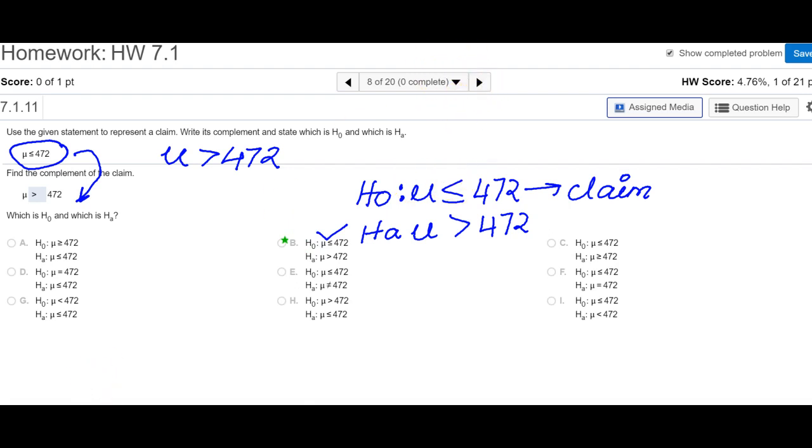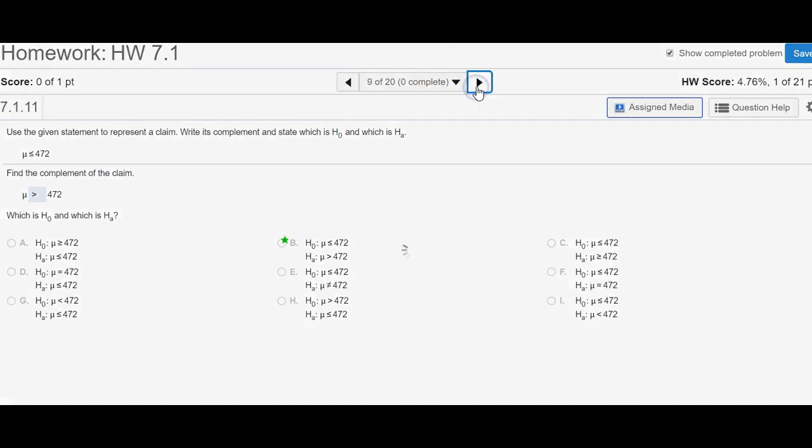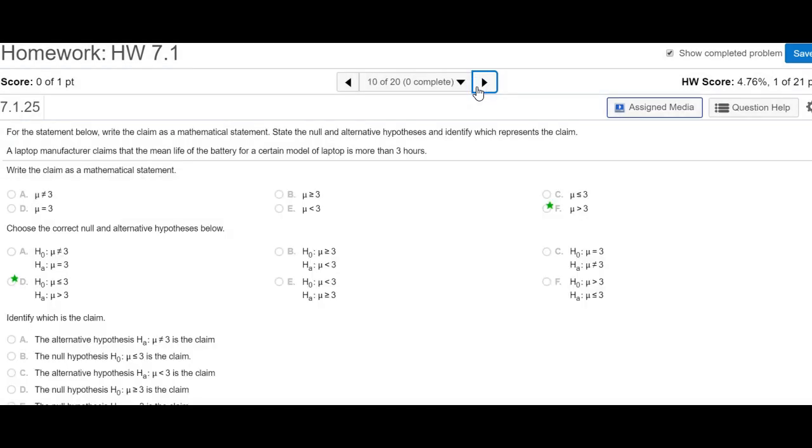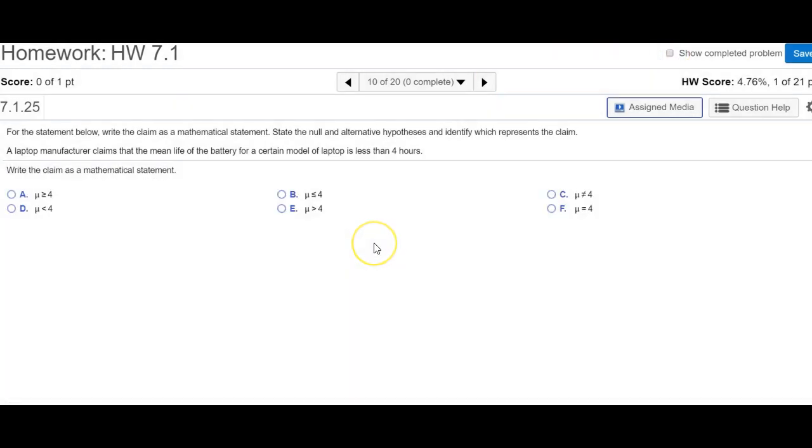Alright, moving on to the next one. I am looking at problem number 10. Let's do this. For the statement below, they ask you to write a mathematical statement, claim, state the null and alternative hypothesis, and identify which represents the claim. So I'm going to start from the beginning.